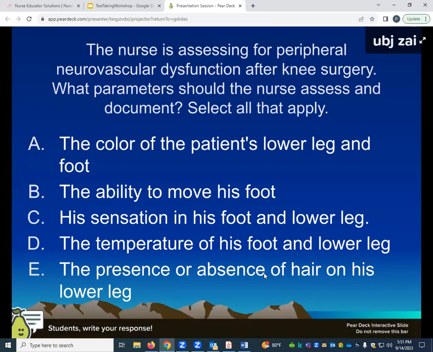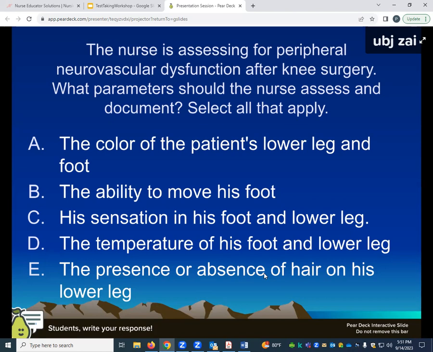So our neurovascular assessment, our CMS, our circulation, motion, sensation. So we are going to be assessing the color of the lower leg and foot, their motion, the ability to move the foot, their sensation in the foot and lower leg, the temperature of the foot and lower leg. Those are all part of that circulation motion sensation peripheral neurovascular assessment.